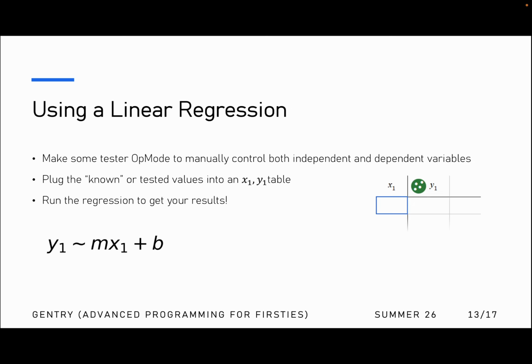But if we make a linear regression for this, we make some kind of tester op mode to manually control our inputs and outputs. So our independent and dependent variables. So like for that arm that we saw earlier, we would say that, hey, servo angle, we need to be able to control. And then our potentiometer angle, I'm just going to put a degree symbol. Our potentiometer angle, we should also be recording. And then we just record our potentiometer into our x's and our servos into our y's.